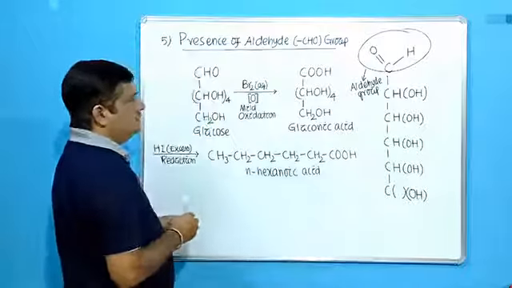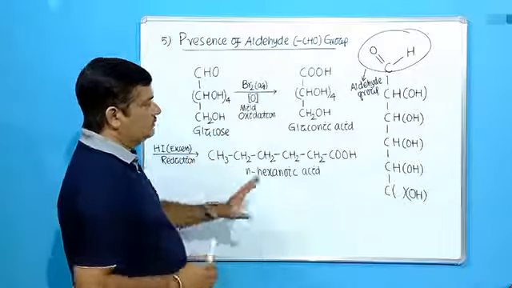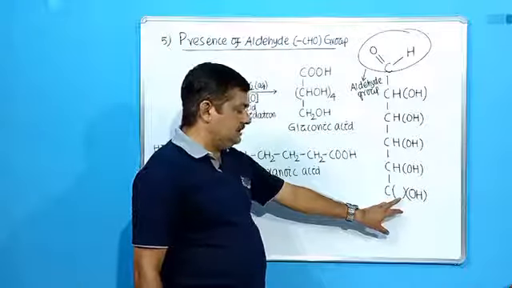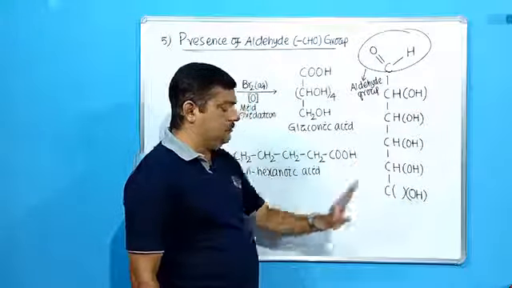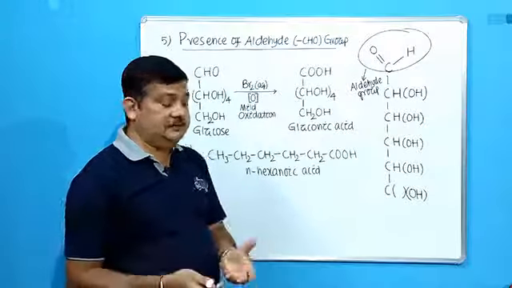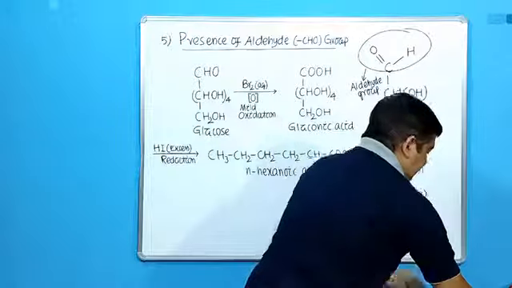So next step is confirmation of presence of aldehyde group. Six carbon atoms will remain. So there is a primary alcoholic group present at the bottom. It will be confirmed by the next experiment. Okay, let us see what is the next experiment.